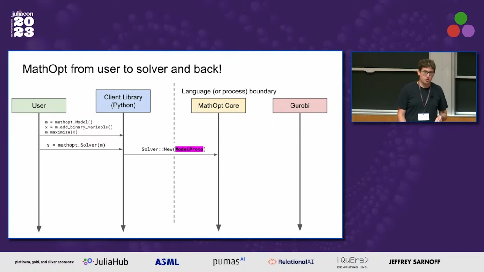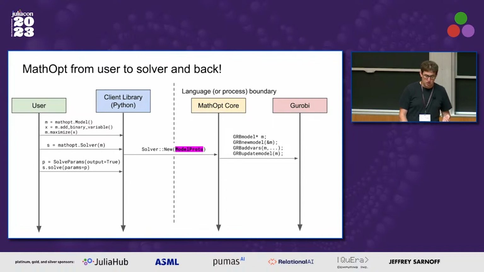And the model is converted into this highlighted model proto, and this is using protocol buffers, which is kind of like JSON, but it's a structured format for encoding data. And it's a binary format. So we send the model down to the MathOpt core. Now we're in C++, and the MathOpt core will then go to Gurobi and say, Gurobi, please make this model, add the variables, update the model.